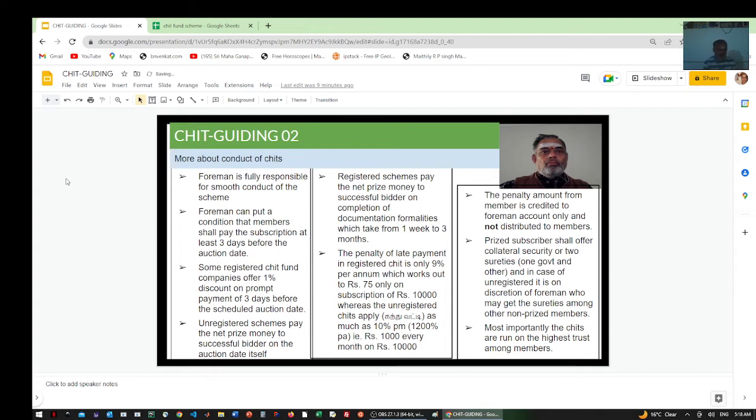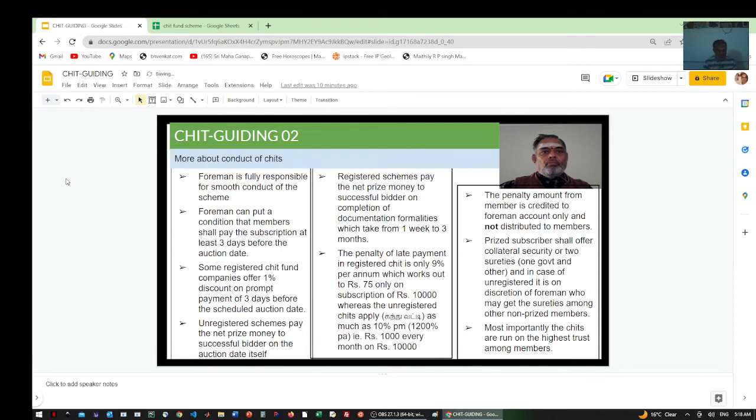More about the conduct of the chits. Whether it's a registered or unregistered company, the foreman is fully responsible for the smooth conduct of the scheme. The foreman can put a condition that members shall pay the subscription at least 3 days before the auction date. Some registered chit fund companies offer even a 1% discount on prompt payment 3 days before the scheduled auction date.